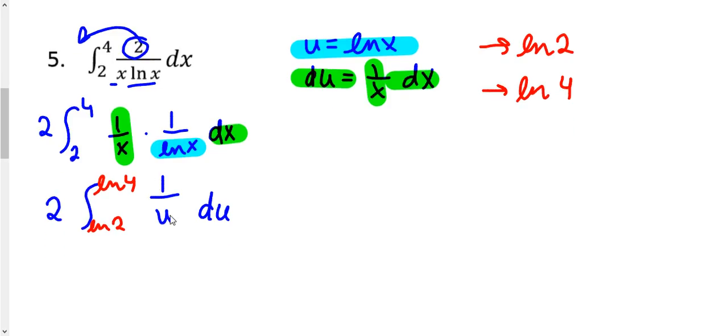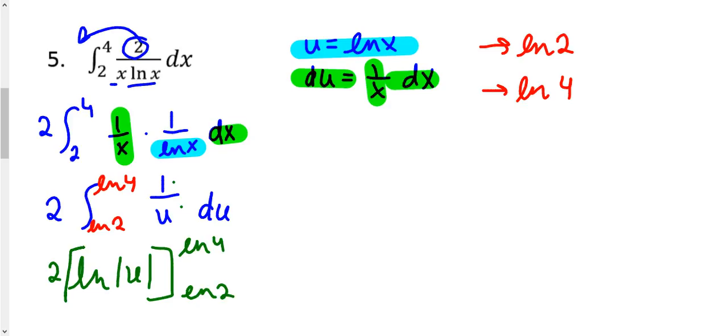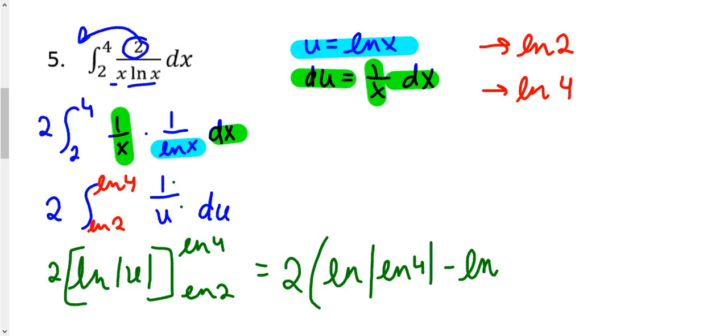So when I am doing this problem, the next thing would be to integrate. So I have 2 times, I integrated, so I do not have an integral anymore. The integral of 1 over u is the ln of the absolute value of u, and I am looking from the ln of 2 to the ln of 4, and that's what I plug in. So I have 2 times the ln. When I plug those in, I have the absolute value of the ln of 4 minus the ln of the absolute value of ln of 2. And so that's plugging them in.